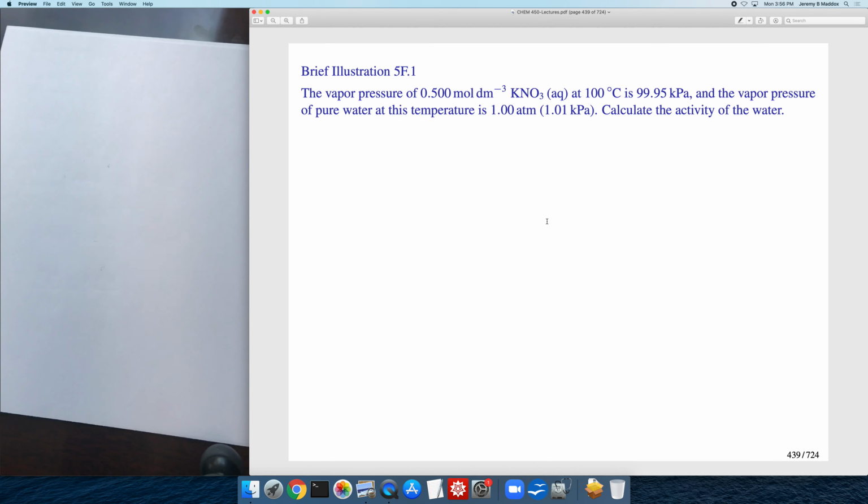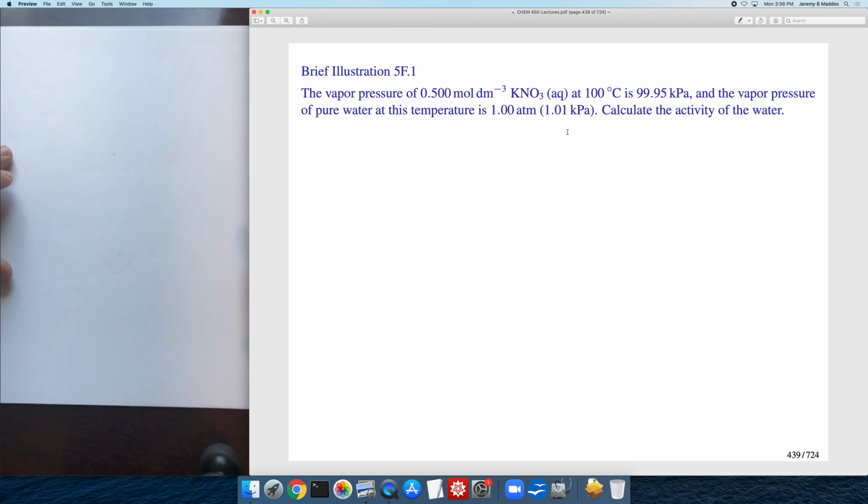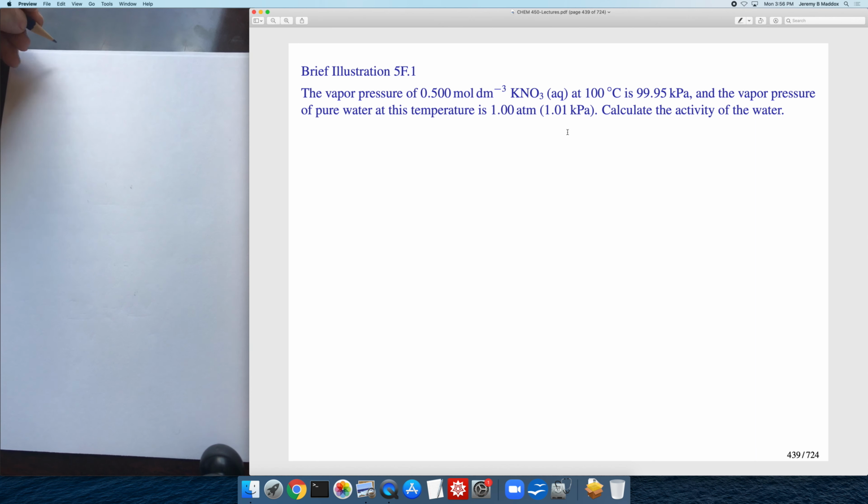It's not 1.01, it's 101 kilopascals. So what I'll write here is that P star for the water, I'll put W for water, is 101 kilopascals, not 1.01, that's a typo. And for the water in the solution, so this is what the real solution is doing, it's 99.95 kilopascals.